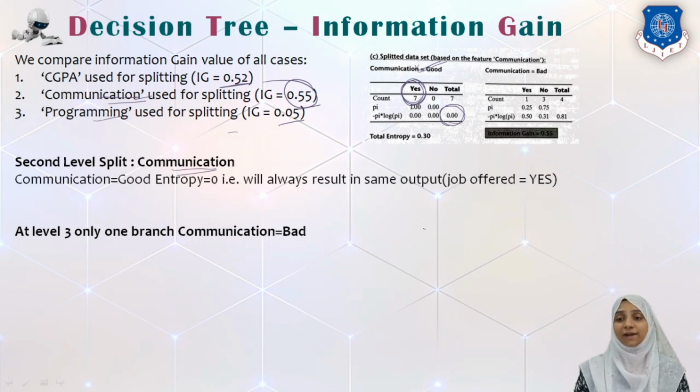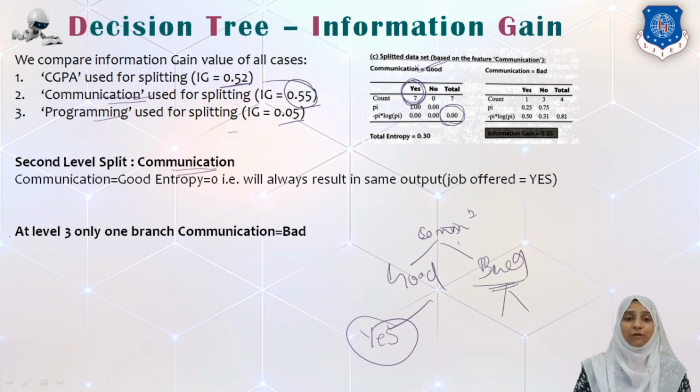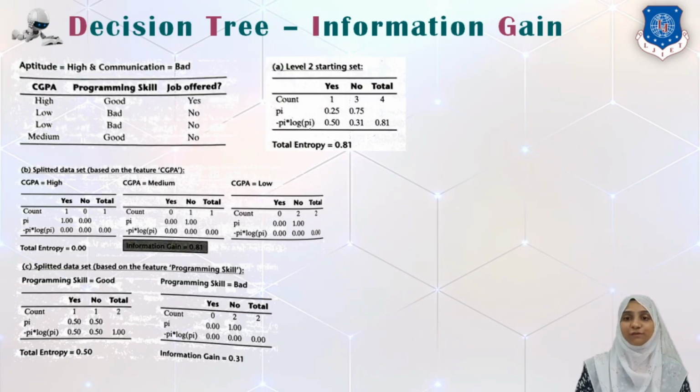So we can say that at some level, when we are dividing based upon communication and it has two values, communication is good and communication is bad, good communication will always lead to job offer selection, yes. And this bad communication further needs to be split based upon some criteria. So at level 3 we will branch at communication is equal to bad. Okay, so we will start with level 3.